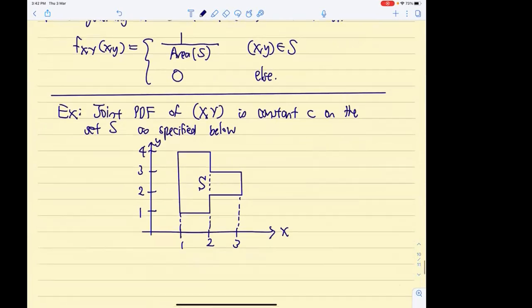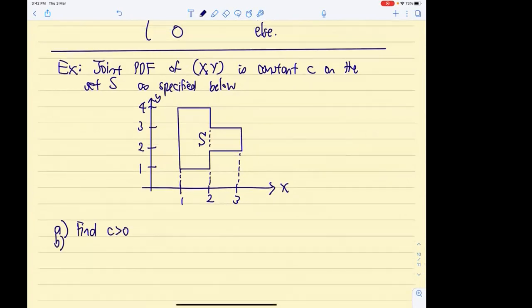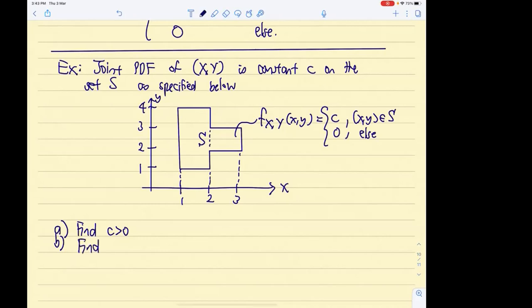I have a few questions for you. One, find the value of C. f(x,y) equals C when (x,y) belongs to the set S and zero otherwise. I'm not going to draw 3D, only 2D. Number two, find the marginal PDFs, f_X and f_Y. This is a bit non-trivial. Just to make it clear, we are uniform on this set here.